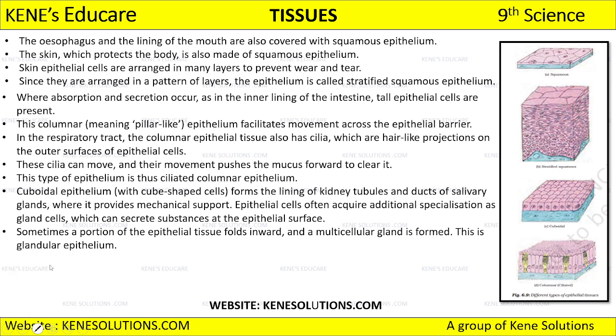You have to write it in your book. One that we have is squamous epithelium. Then we have stratified squamous epithelium. Then we have ciliated columnar epithelium. Then we have cuboidal epithelium, and lastly we have glandular epithelium. So there are 5 different types of epithelium which have been given. I want each one of you to please go through it quickly.